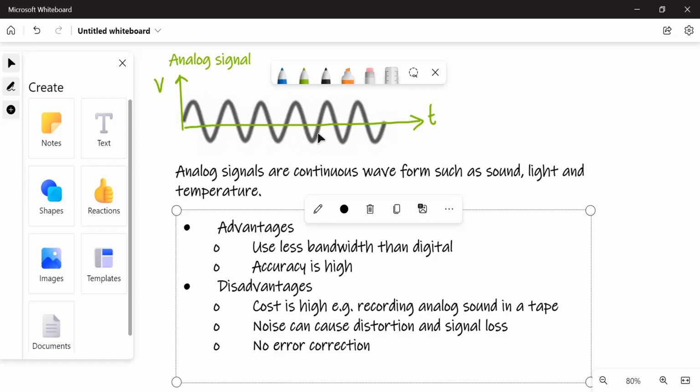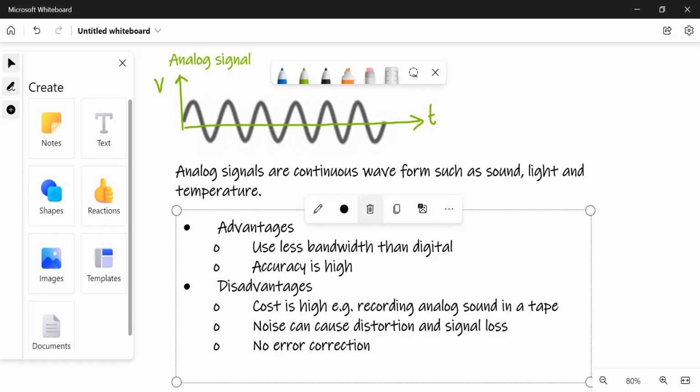Then there are some disadvantages as well. The cost will be high compared to digital. And noises are there. For example, when you have analog signals, the sound quality may degrade. And when some error happens, there's no way to correct it. So that's what we have with the analog signals.